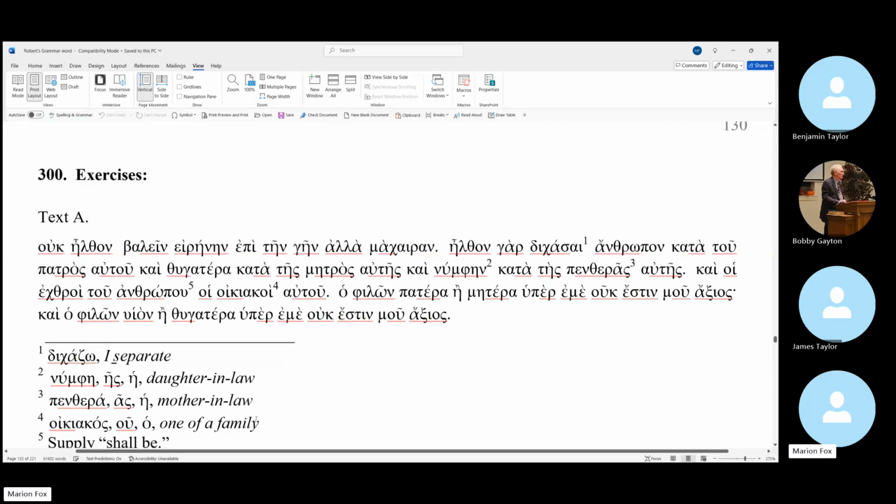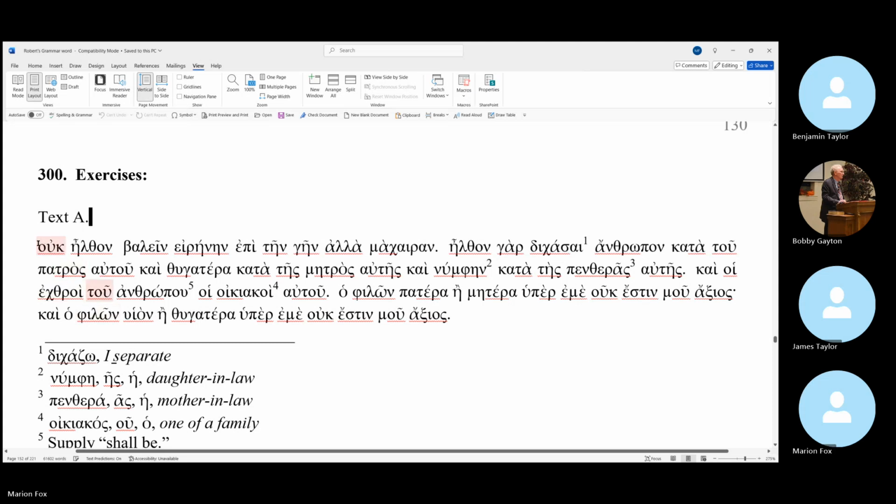All right. We're on lesson 39, which means we have 11 more lessons because there are 50 lessons in the book. We're in text A, section 300. And this is pretty much right out of the text of the Bible, but you may have already found where it is, okay?